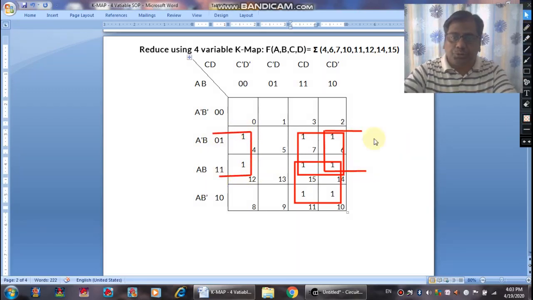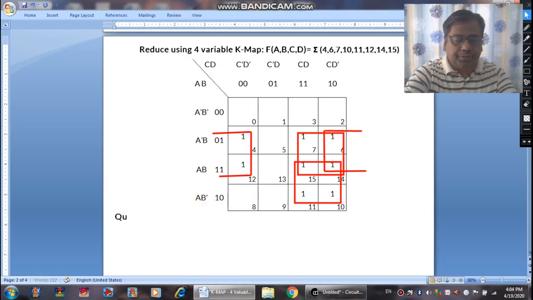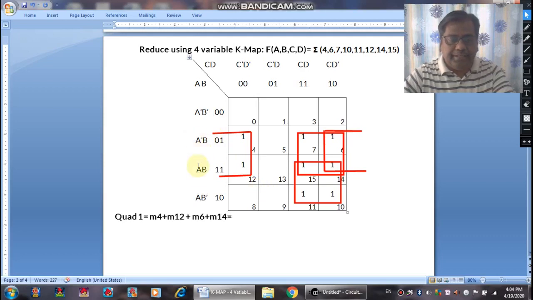Now we come to the answer for this question. We are using quad 1. We are referring to quad 1 as M4 plus M12 plus M6 plus M14. From the left-hand side, A bar is changing to A, B is the same, so we will take B. From the top, C bar D bar, C D bar: D bar is the same, C is changing, that means we will take D bar.